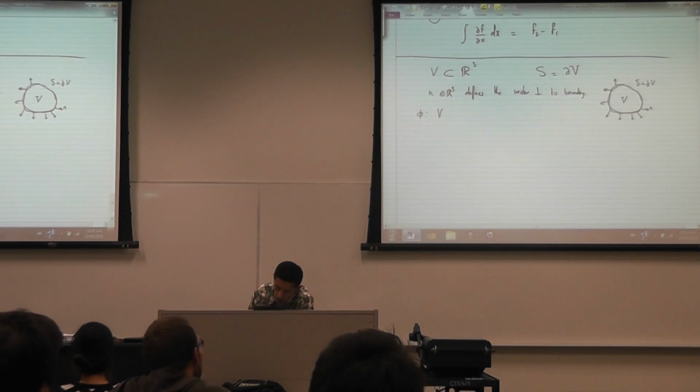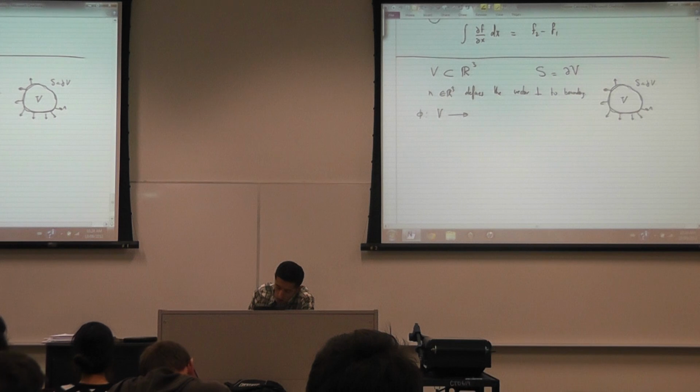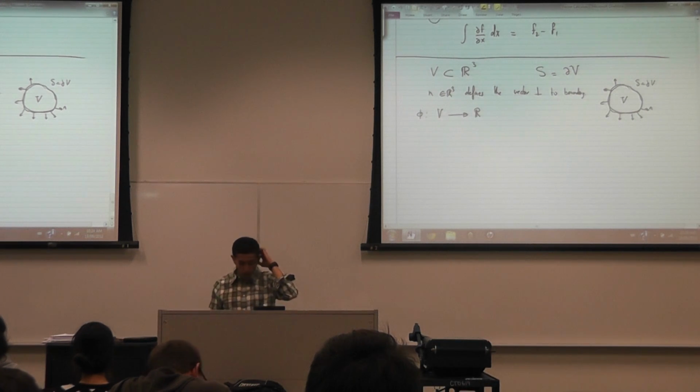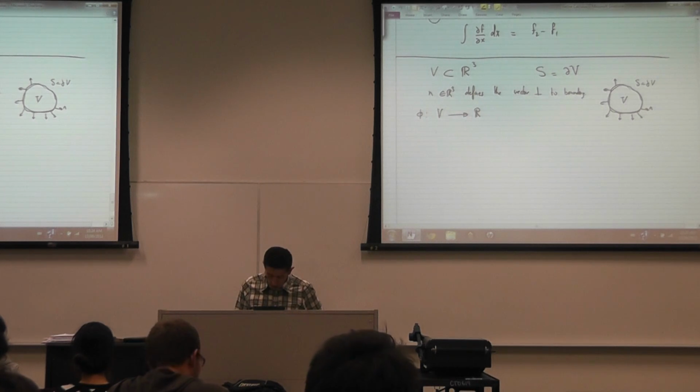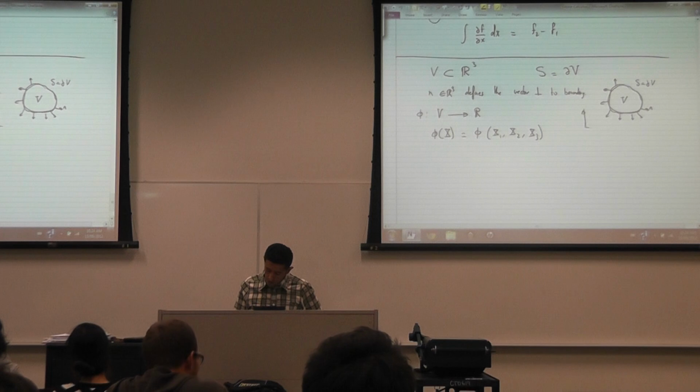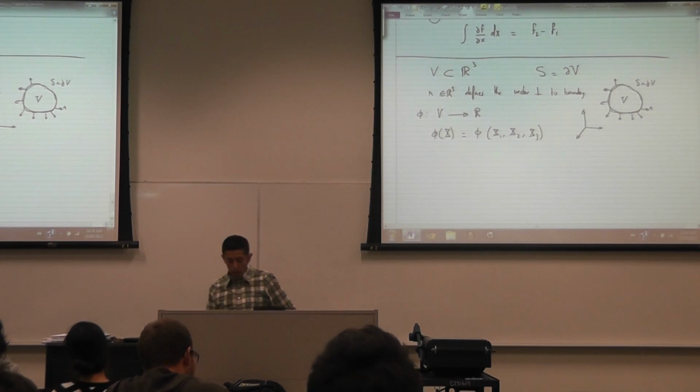Phi is any scalar field defined on V. Phi is a function of capital X, where capital X is the coordinates of the point inside the volume. And the divergence theorem states the following.